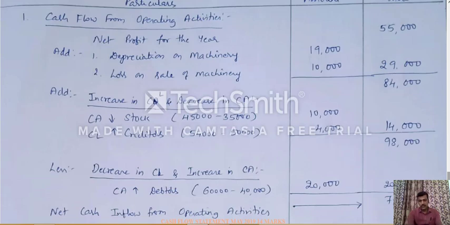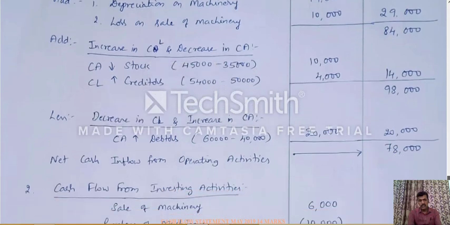Then we have to deduct decrease in current liabilities and increase in current assets, because at that time there will be outflow of cash. So we have only one item, debtors, that is increased. First year it was 40,000, second year 60,000, that is a 20,000 increase. So that amount should be deducted here. If you deduct 20,000 you will get 78,000, that is net cash inflow from operating activities.